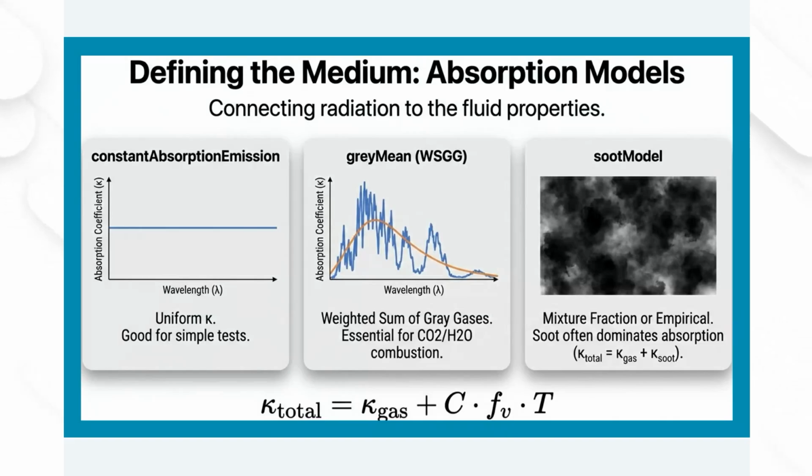So the equation on the bottom summarizes the total effect here. K total is equal to K gas plus C times FV times T. Essentially, this reminds us that the total opacity of your fire is a sum of hot gases and solid particles. Neglecting this soot term in a dirty fire simulation will underpredict your radiative heat flux.